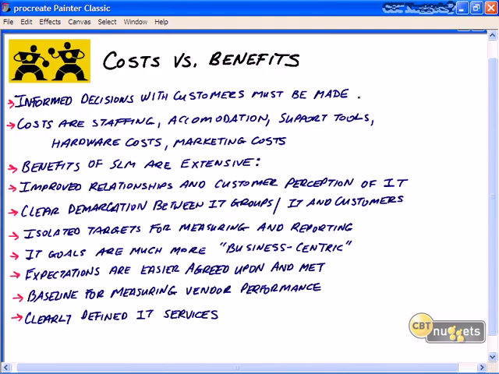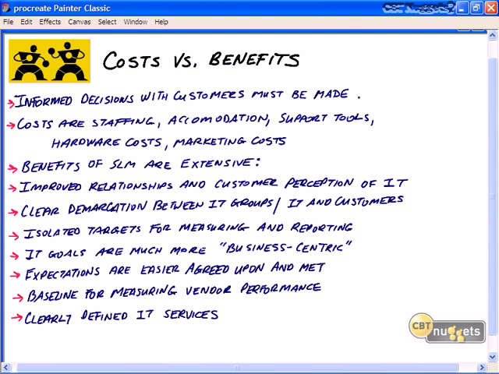Obviously, service level management is one of those things that's going to be very particular to your organization or your business type. But that being said, there are some costs to take into consideration before you put together your service level management solution, as well as, of course, many benefits to following the ITIL recommendations.